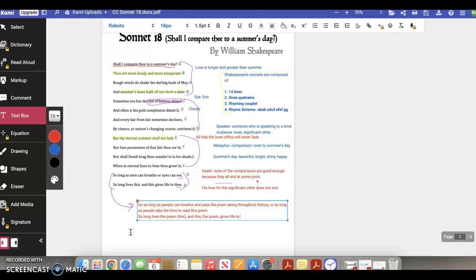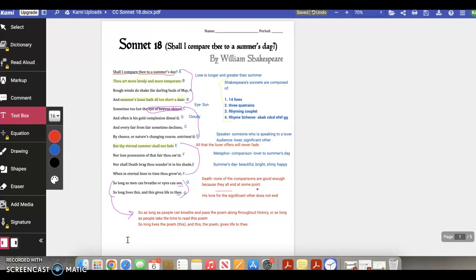gives life to thee. So when we think about our loves and we think about our memories with individuals, oftentimes those things die with us, the people who love the individual and who have those memories. But in this case, Shakespeare has written this sonnet, and our speaker says that the love that the speaker has for the significant other will always live on because it is now documented in writing that will be shared.